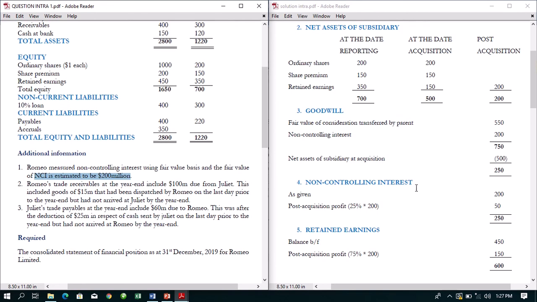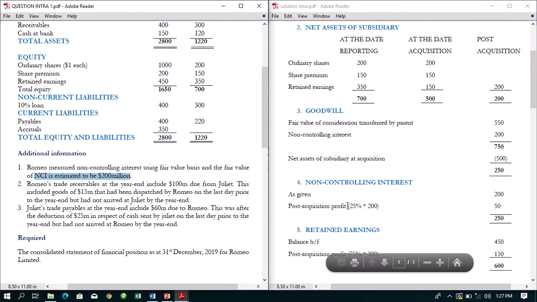So we go to working 4, which is the determination of non-controlling interest. And simple, as given to us here, I will bring it down, the same figure here, which is 200. Now we are told at the beginning of this question that the parent owns 75% of this business. Automatically NCI owns 25%. So the post-acquisition profit in line with workings 2 is 200 million.